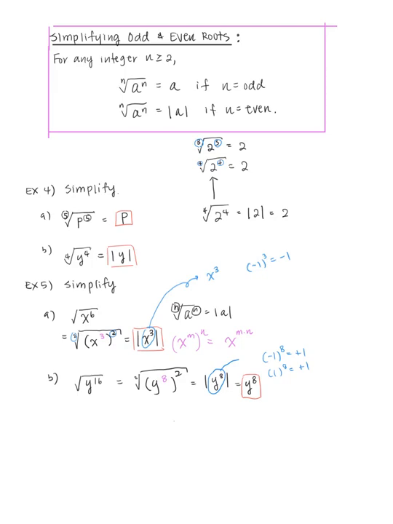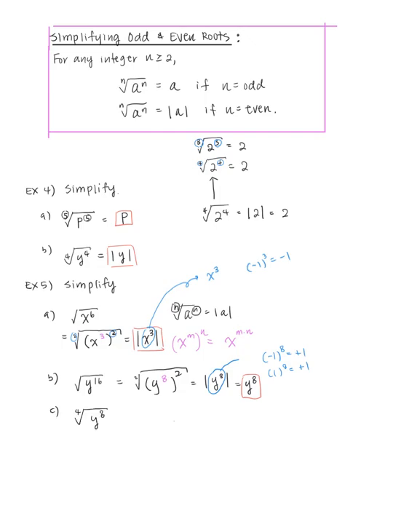If you're given an even root, just apply the property, nth root of a to the n equals the absolute value of a. Now, if what's inside of the absolute value has a possibility of becoming negative, then you keep that absolute value around it. Now, if you know for sure that what's inside of the absolute value is always going to be positive no matter what, then you drop that absolute value. Don't worry, we're going to do a couple more examples.